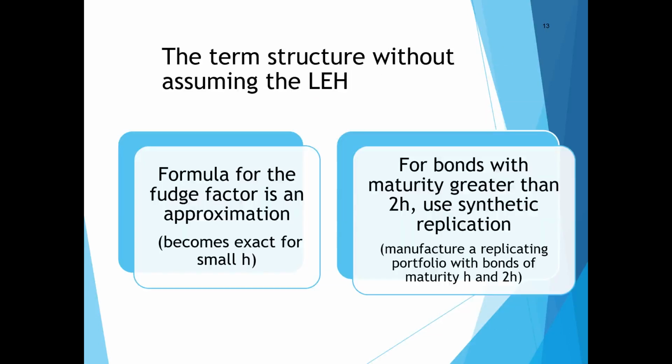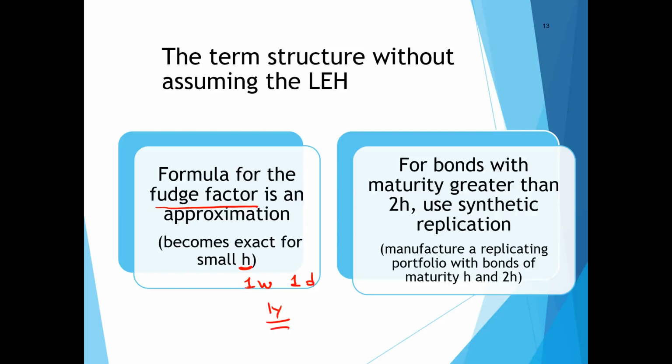Now, in this term structure where we assume that the local expectation hypothesis doesn't hold, this Fudge factor formula is just an approximation. That is going to become exact when we have very small h. By very small, I mean like 1 week or 1 day. Right now, we're using like 1 year, so this is way too big still. But for academic purposes, it's fine.